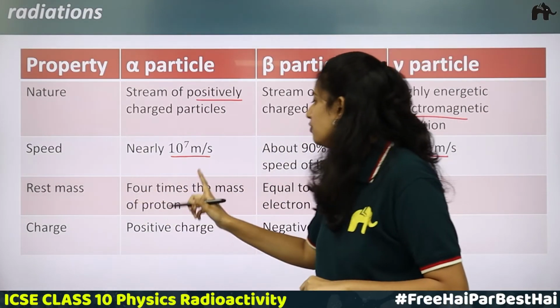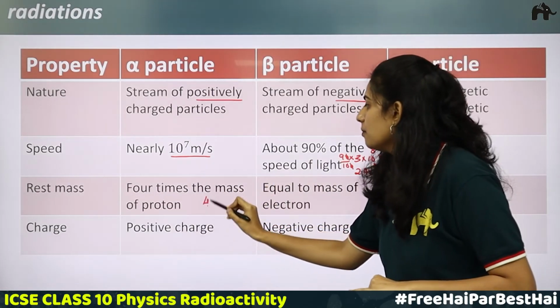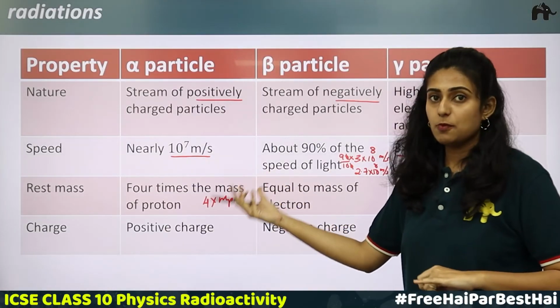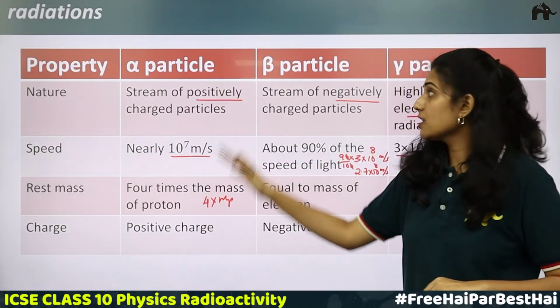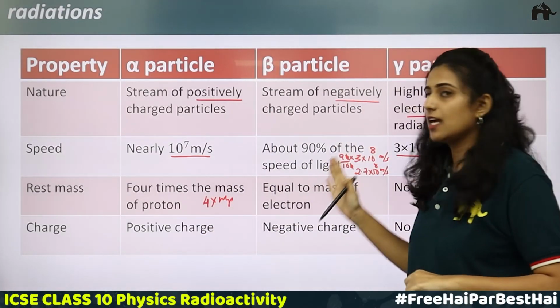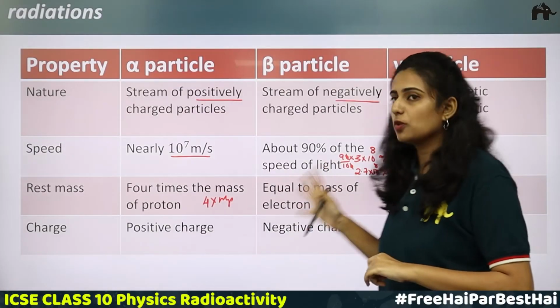Next, rest mass: 4 times the mass of proton. We have said 4 into mass of proton, and we have calculated it as 6.68 into 10 raised to minus 27 kilogram is the rest mass of alpha particles. Now what about the beta particle? It will be same as that of an electron, because it is related to electron and not related to proton and neutron.